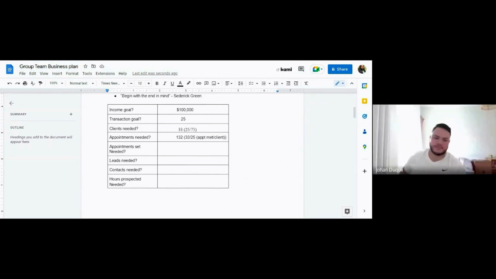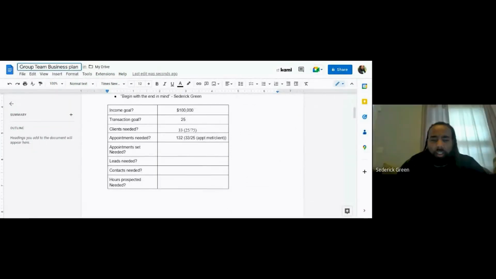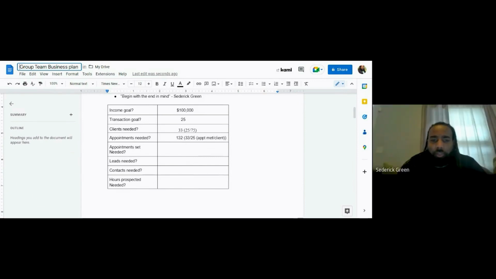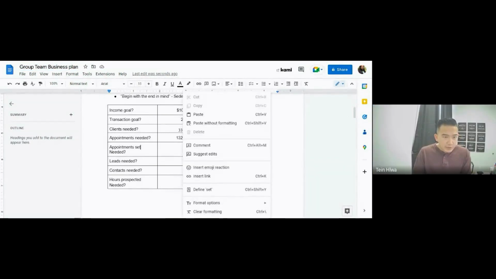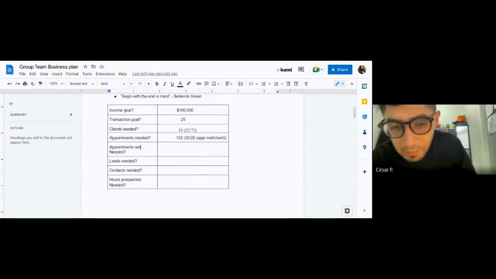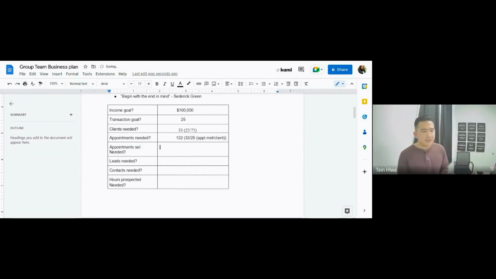Okay, do you see my screen? Yep. So I had the 25 transaction goals. Clients needed was 33. And then I did 33 divided by the 25%, and then I multiplied that by 100. I got 132. Next is 132. Hold on, I can't even click in there. On that one, you're gonna have to push tab, or hit space. Okay.